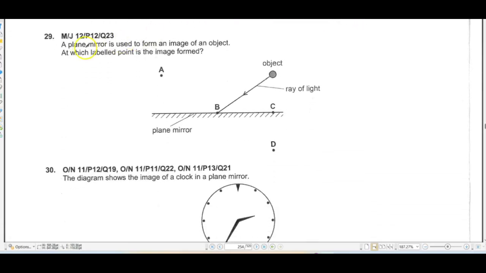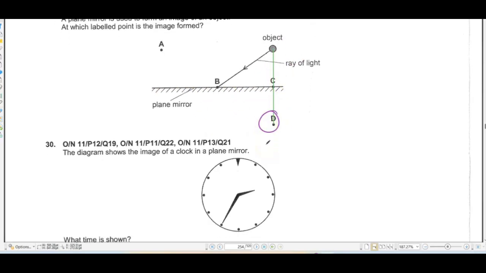Question number 29. A plane mirror is used to form an image of the object. At which label point is the image formed? If the object is over here, the image is going to be in the same line of the object. So D is the correct option. So D is our correct option. I should use these lines more often.